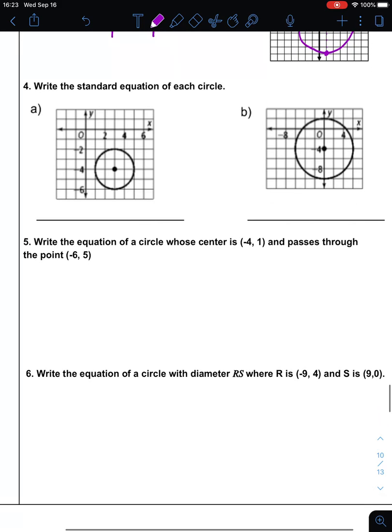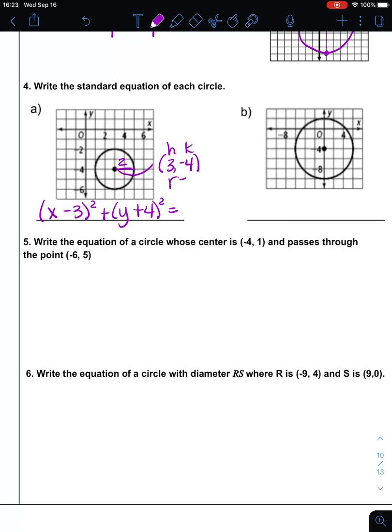So then we can take that same idea and write the standard equation of a circle. And the center of this circle is at 3, negative 4. The radius is 2, and those are the two things you need to write the equation. So I have x minus 3 squared, because your h was positive, so it goes into the equation as negative, plus y plus 4 squared, same idea, the k was negative, it goes into the equation as positive, equals r squared. Well, r is 2, so r squared is 4.